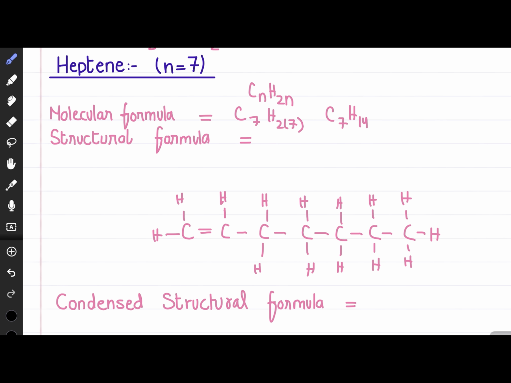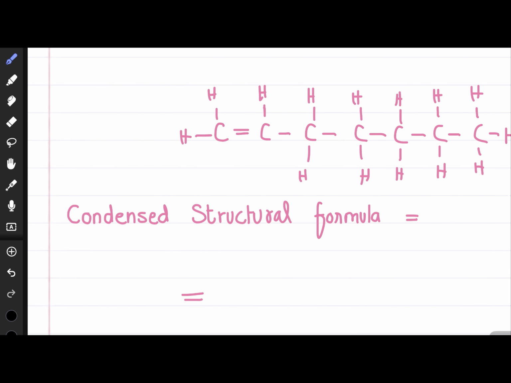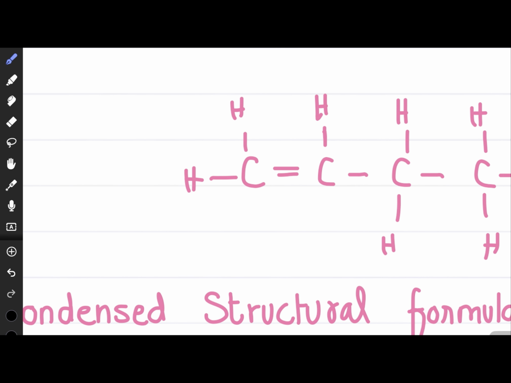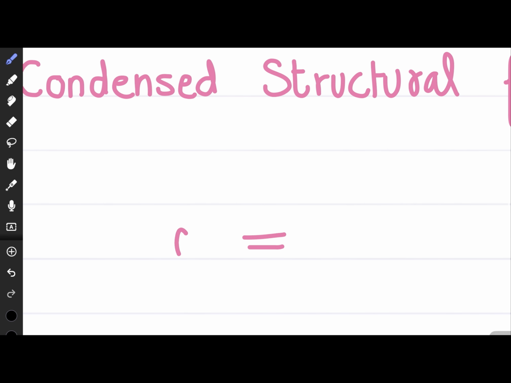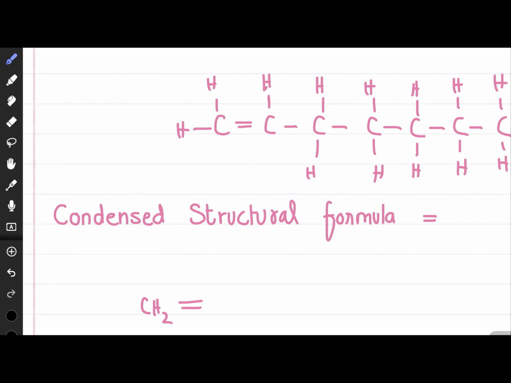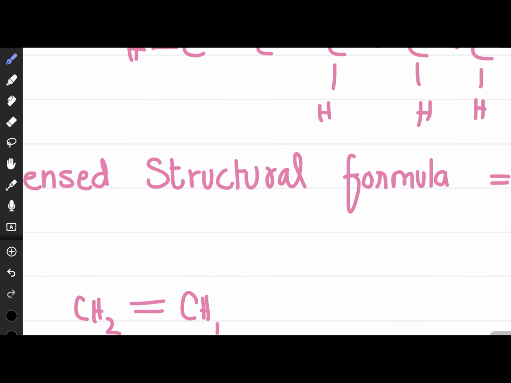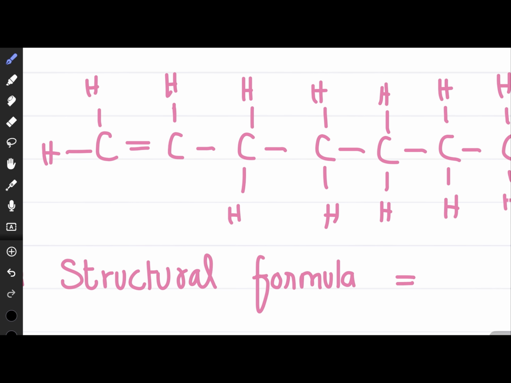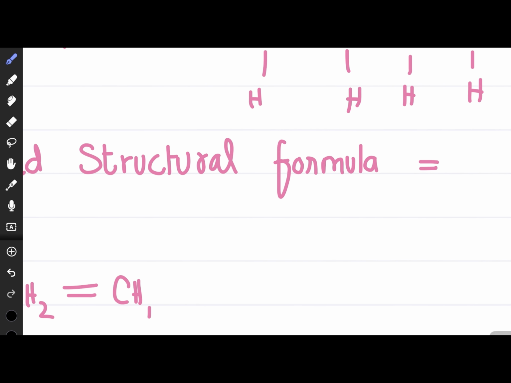Now let's draw the condensed structural formula of the heptene. Firstly, just write down your double bond, and then what is beside it. We're going to see that with this double bond, on the left side of it is CH2. We're going to write CH2 here, and then on the right side it is CH only. We're going to write CH, and then we're going to see what is on the right side of the CH, it's a single bond.